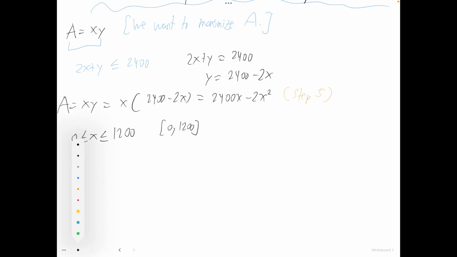To do that, we're going to take our equation for A and take its derivative. The derivative of 2,400x minus 2x squared is going to be 2,400 minus 4x. Remember, critical points happen when the derivative doesn't exist, or is 0. 2,400 minus 4x always exists, so we're just going to set this equal to 0. So we get 2,400 equals 4x, so x equals 600. And so 600 is our critical point.